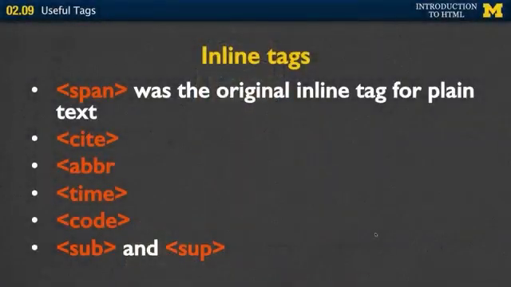You don't need to break things up. So span was the original inline tag for plain text. You would put span around some code, and then you could go ahead and style it any way you wanted to. Now, in addition, we have cite, abbreviation, time, code, and then the subscript and the superscript.